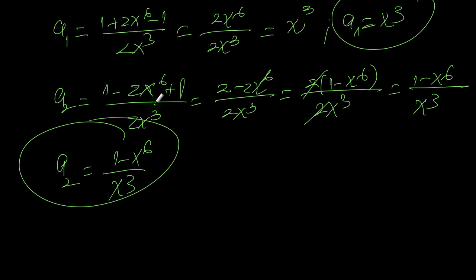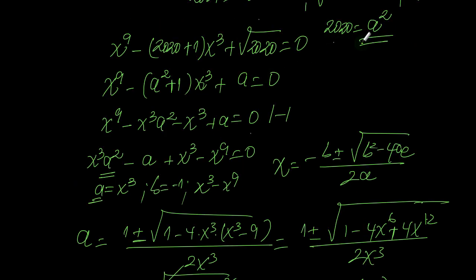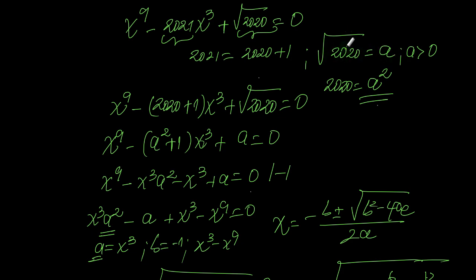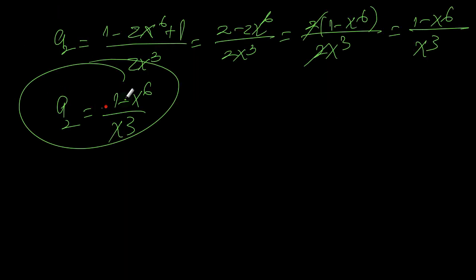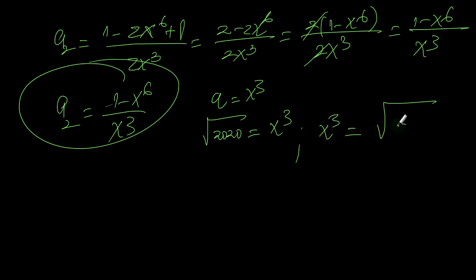So now we said in the beginning, you can see here, that a is equal to square root of 2020. So from a1 equals x to the 3, we're going to have that square root of 2020 is equal to x to the power of 3. Okay, now let's rewrite this differently. We're going to have x to the 3 equals square root of 2020. Now we can take the cubic root on both sides, right? This will go with this. We're going to have then x equals, 3 times 2, we're going to have 6.